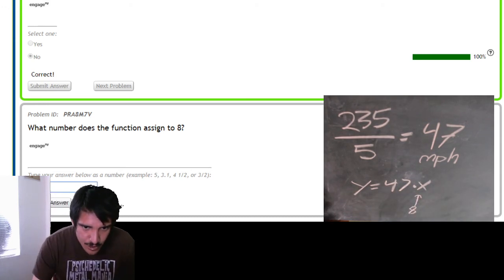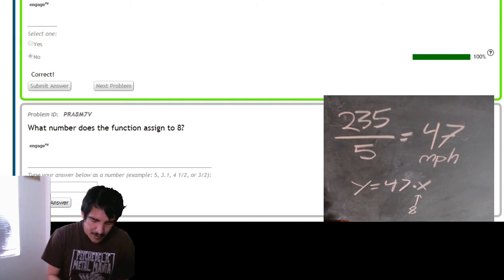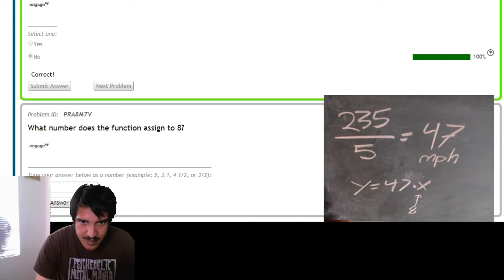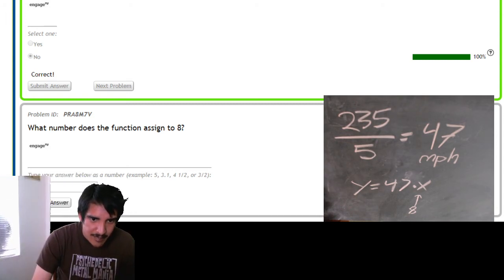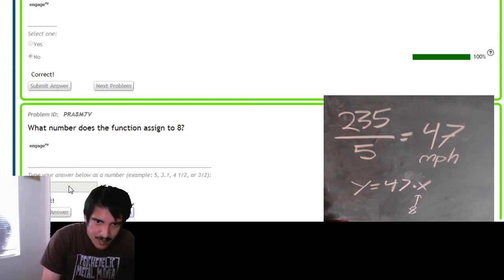So for this, you need to use a calculator. You would do 47 times 8. And let me just delete everything else. 47 times 8 hours. And I got 376. So that means that in 8 hours, you would travel 376 miles. So 376, and that's the number.